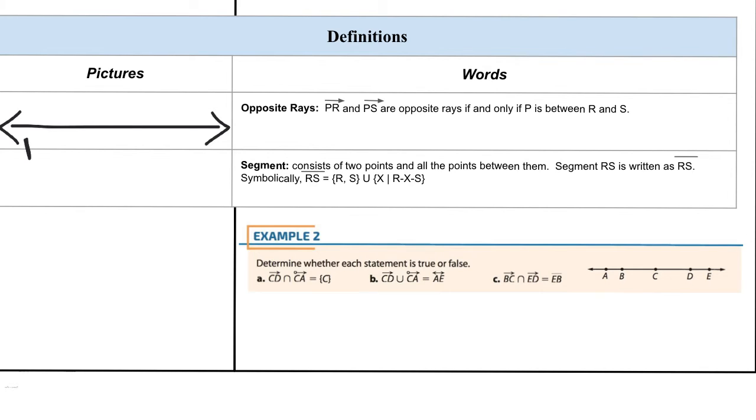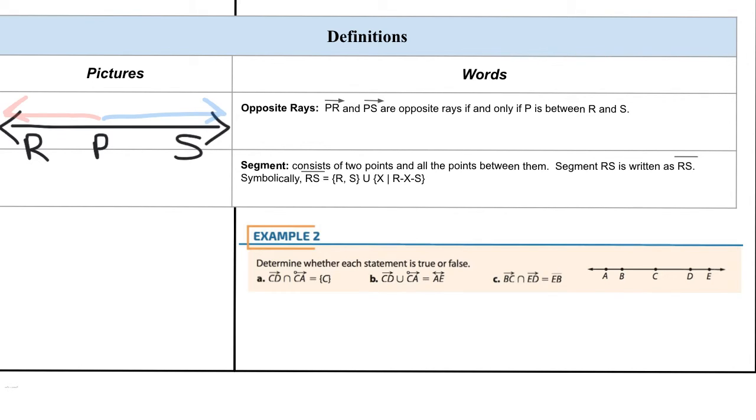Rays PR and PS are opposite rays if P is between. So here's PR, here's PS. Because of that, P is the intersection of those two rays, so therefore P is between R and S, and therefore ray PR and ray PS are opposite, meaning they're going in opposite directions.